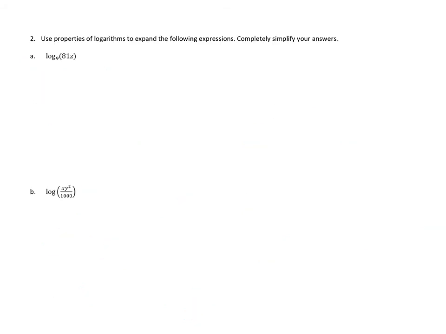In question 2, we're going to expand these expressions using properties of logarithms. Starting with part A, this is log base 9 of 81 times z. So I see a product, and I know there's a rule that says if you have a product inside a logarithm, you can rewrite this as a sum. So it would be log base 9 of the first thing plus log base 9 of the second thing, which is the variable z. And okay, I can't simplify this anymore.